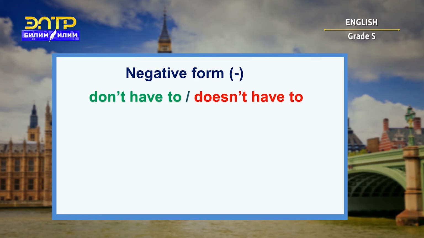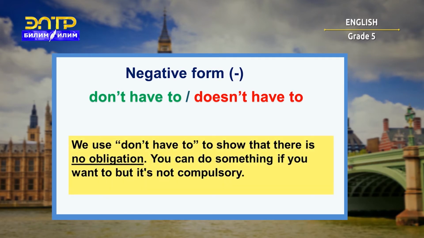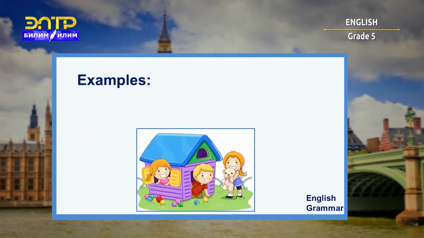For negative form, we use don't have to or doesn't have to. We use don't have to show that there is no obligation. You can do something if you want to, but it's not compulsory. We use he, she, it with doesn't have to, and I, you, we, they with don't have to. Let's read some examples.